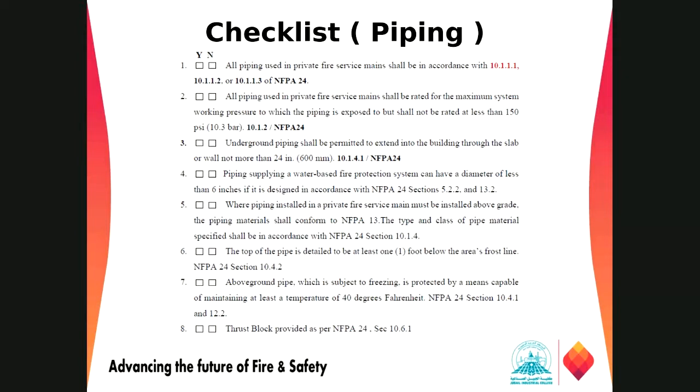So now we have the checklist, a checklist for the piping, for the height and so on. As I said, if we have the checklist, it is very easy for us to count all the points which we have to consider while reviewing a plan, and we don't have to miss anything, right? So we'll go one by one, just in short. All the pipings in the fire services shall be as per 10.11, which is from NFPA 24, right?